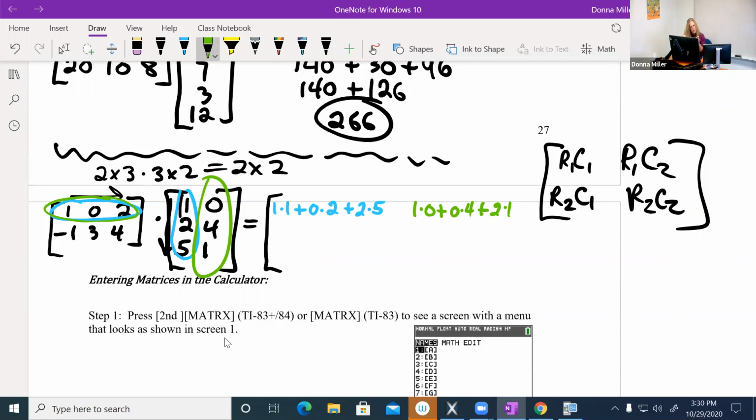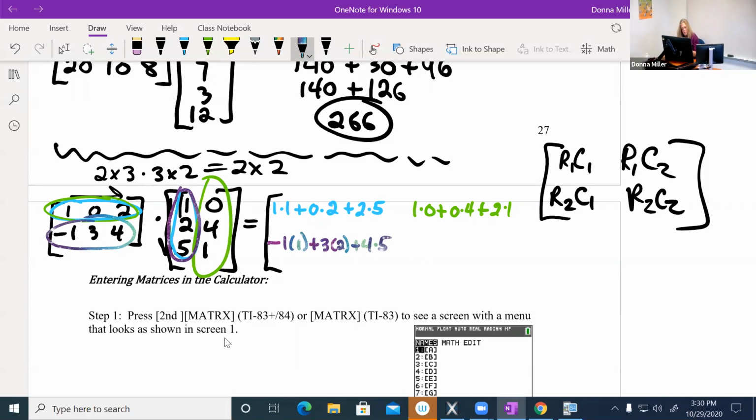All right. Now that I'm done with row 1, I go down to row 2. Let's do row 2, column 1 now. So row 2, column 1, negative 1 times 1 plus 3 times 2 plus 4 times 5. All right, so that would be that element. Got one more to go. Okay, row 2, column 2.